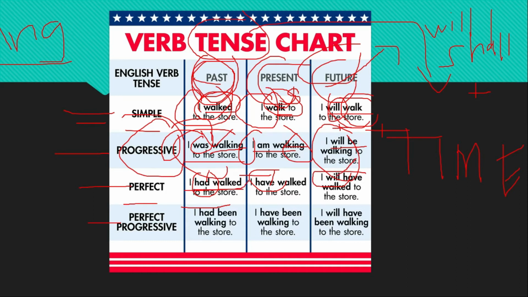I had walked. Okay, this is the form. Had plus past participle. Always, the past perfect of the main verb must be followed. So, walked is the past perfect form. And then for the present, since I is one of the excluded subjects, we don't use has, we use have. So, I have walked to the store. For the future perfect, I will have walked to the store.